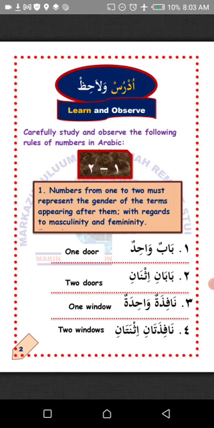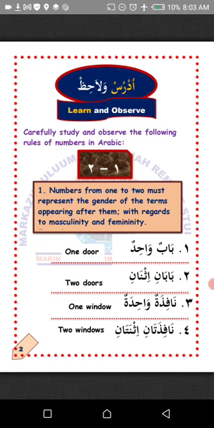Nafidhatun wahidatun, or nafidhatun wahida, one window. Nafidha is mu'annas, feminine. That is why the ta' marbuta, the round ta, has been attached to the number. Nafidhatun wahida. One cannot say nafidhatun wahid. That is very wrong. Rather, nafidhatun wahida.